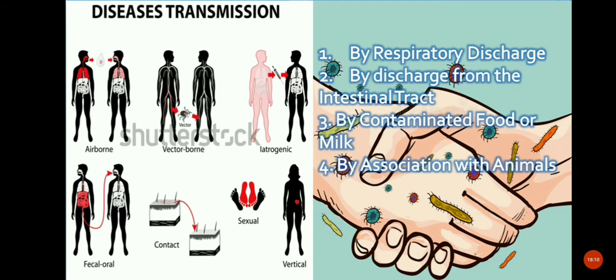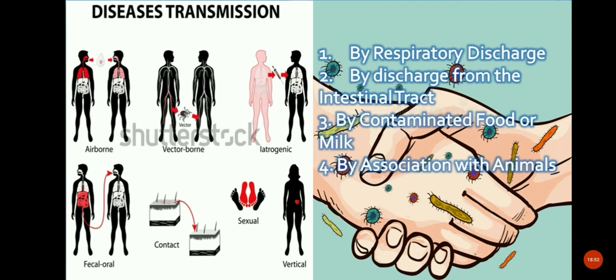Second, by discharge from the intestinal tract or by contaminated soil or water, like cholera, typhoid fever, paratyphoid fever, hookworm disease, dysentery, amoebic and bacillary, and also the snail carrier. While by contaminated food or milk, we have salmonellosis or food infection, botulism, cholera, typhoid fever, intestinal worm, tuberculosis, and also trichinosis.